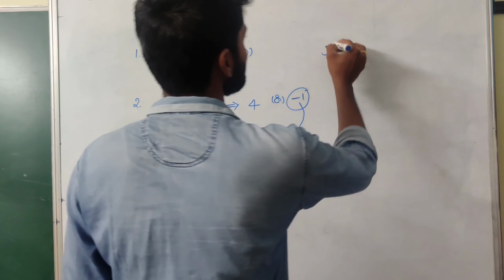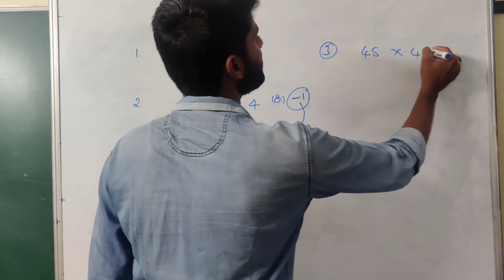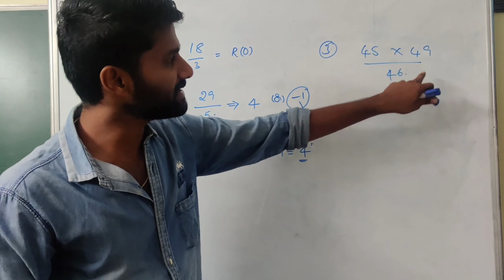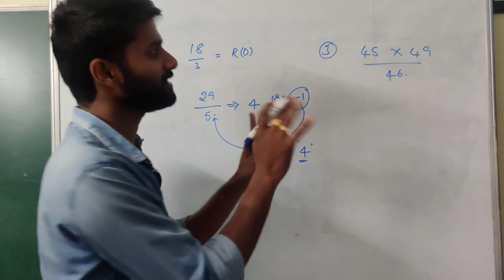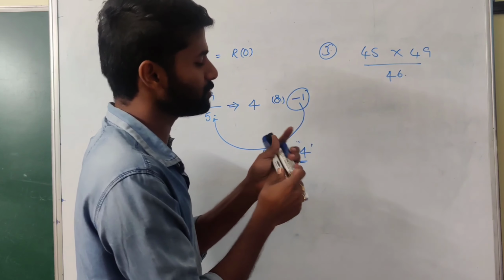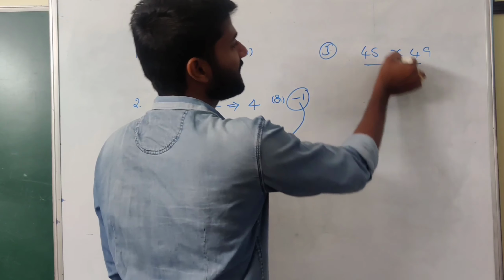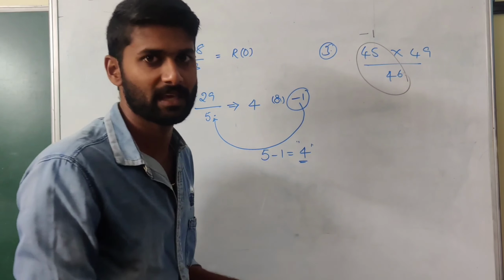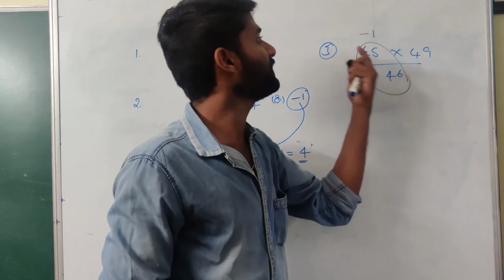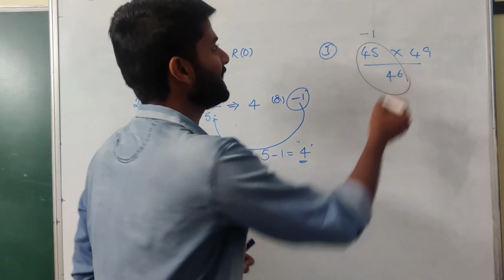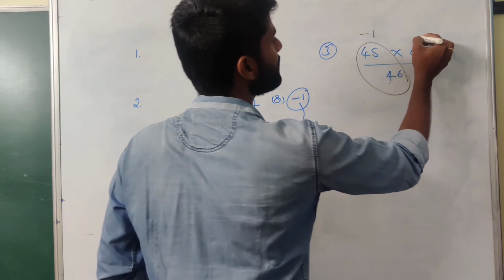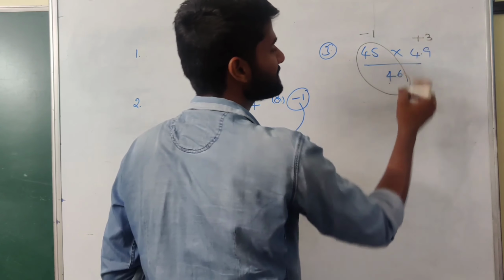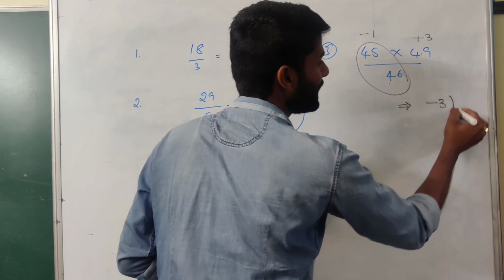That is the idea. Then see, the third one, for example, 45 into 49 divided by 46. This is the question. Don't go with the multiplication, as exact cancellation takes time. So whatever the calculation, first focus on 45 divided by 46. Definitely 45 will be the remainder, or I can consider it as minus 1. If you want a positive remainder, it is 45. If it is a negative remainder, I go with minus 1. Again, 49 divided by 46, the remainder is plus 3. Then the product is minus 1 into plus 3, and the final result we get is minus 3.